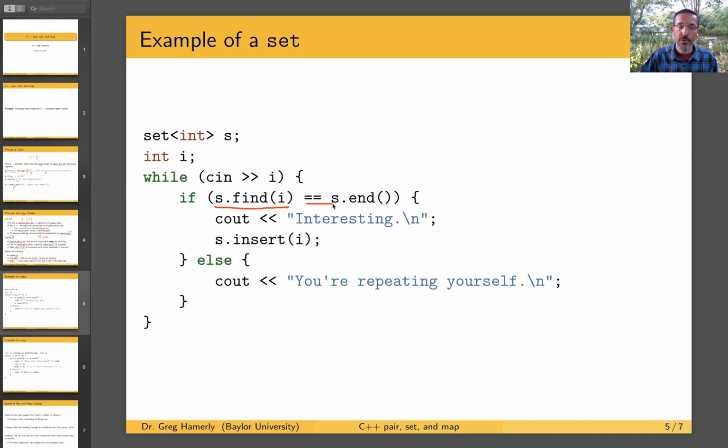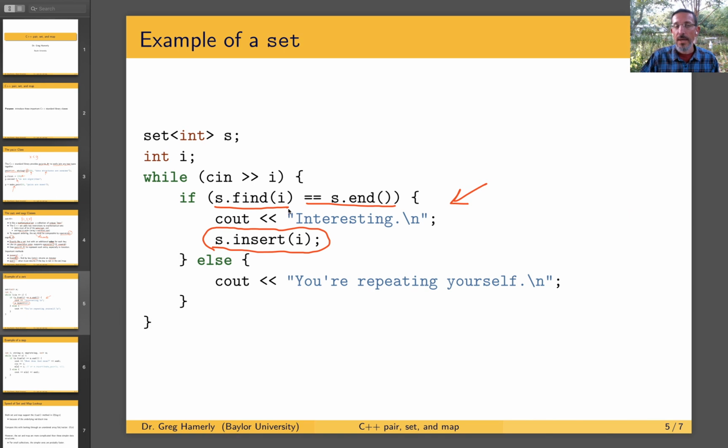And if this is true, then what's true about this? Well, if find returns the end iterator, we know that the set s did not locate the thing it was looking for, in this case, i. So in other words, this branch of the if statement means we did not find i in the set, and so the program says, interesting. In other words, that's new information, and so the set is going to insert i and remember it for later.